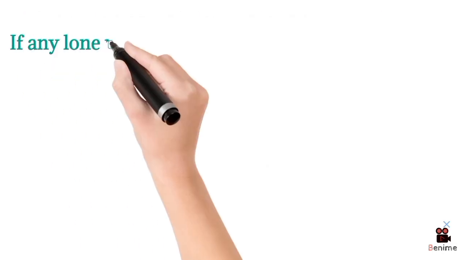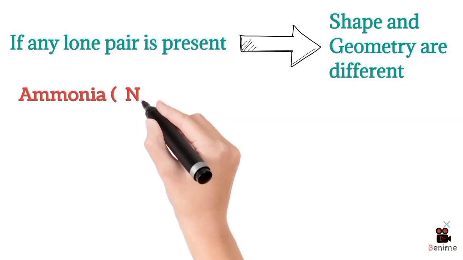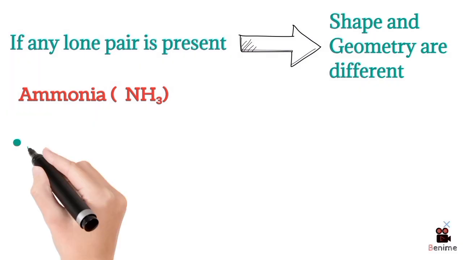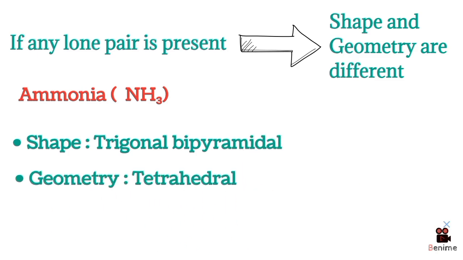But if a molecule contains any lone pair, its shape and geometry become different. For example, in the case of ammonia, there is a lone pair of electrons. So, its shape and geometry are different. Its shape is trigonal pyramidal and its geometry is tetrahedral.